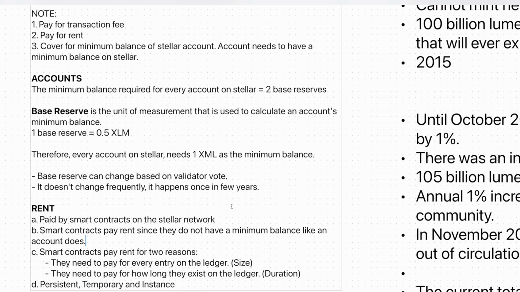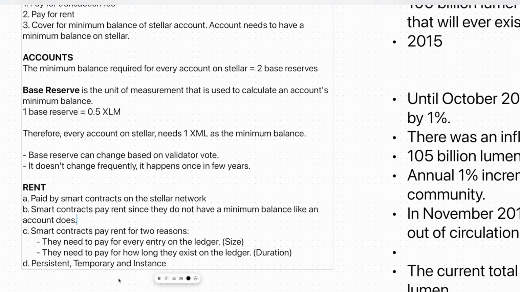And it can vary based on the storage type that is being used on the blockchain. If you are familiar with blockchain or smart contract programming, you understand that there are different forms of storage when you deal with writing and executing contracts on the blockchain. We have the persistent storage, we have the temporary storage, and the instance storage.